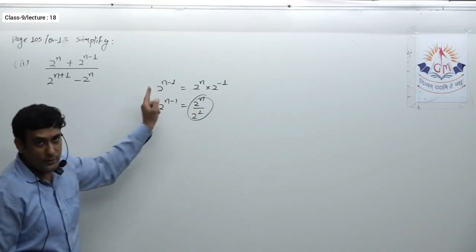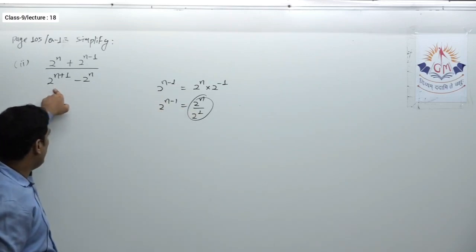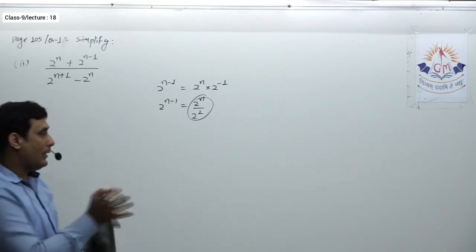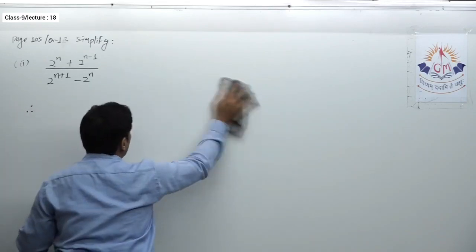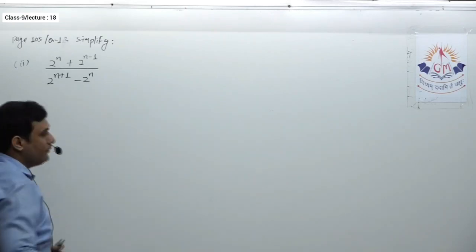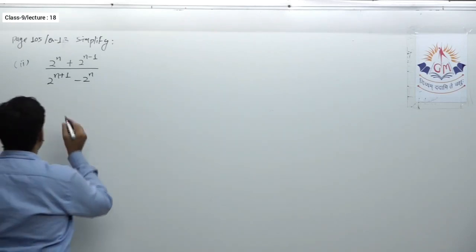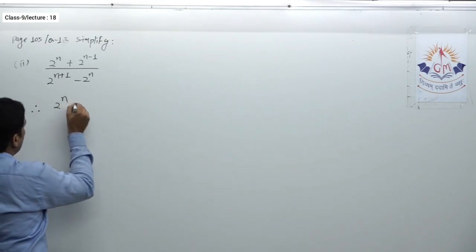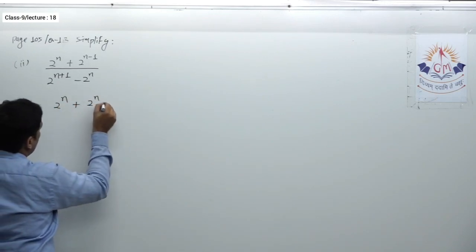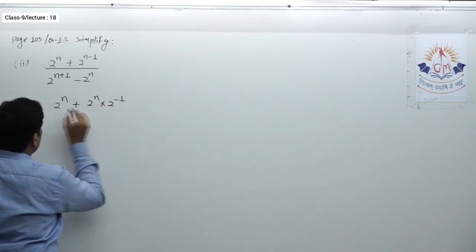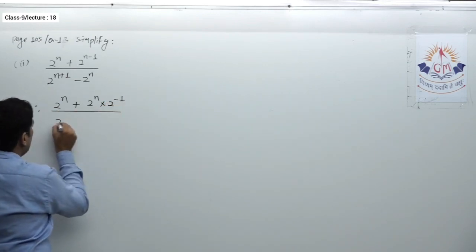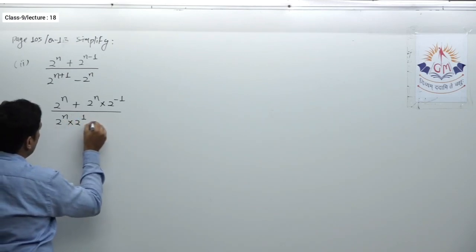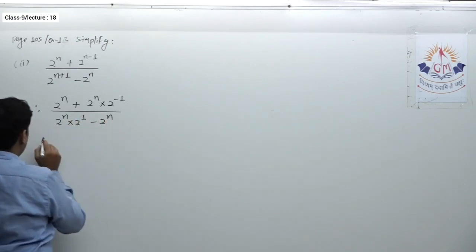That means 2 raised to n is there. Similarly, we have 2 raised to n over here. So first of all, we'll separate these 2 raised to n from each and every term of the numerator and the denominator. So here I write 2 raised to n plus 2 raised to n into 2 raised to minus 1, divided by 2 raised to n into 2 raised to 1 minus 2 raised to n.